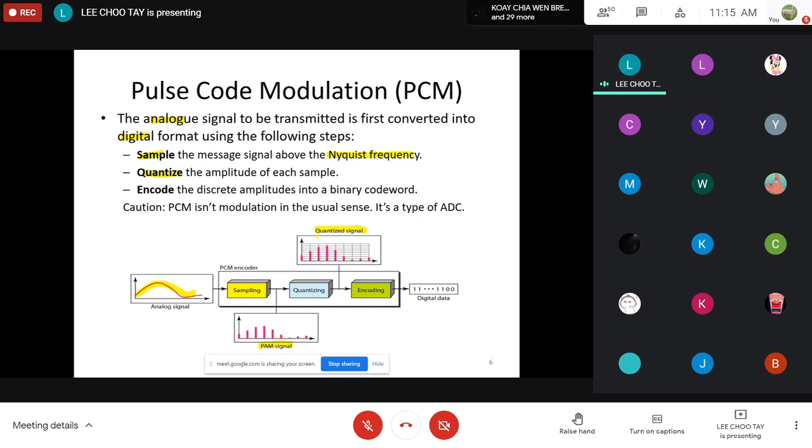All right. Then this is followed by the encoding process. The encoding process will actually convert the discrete amplitude into a binary code word. That means this amplitude, what is the binary representation? And this amplitude will have its own binary representation as well. So at the output of the encoding process, you will have a stream of digital data, which is a bit stream of ones and zeros.